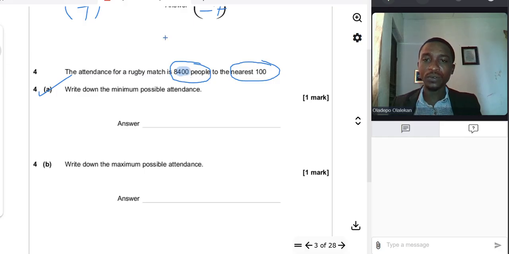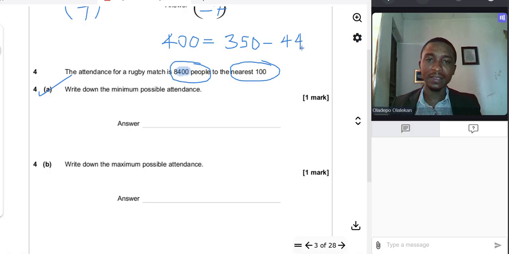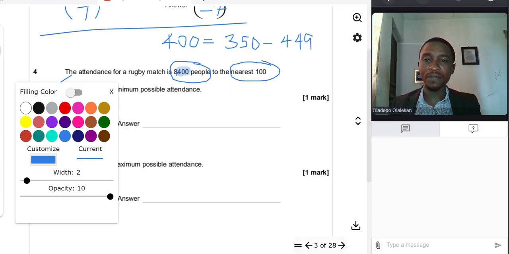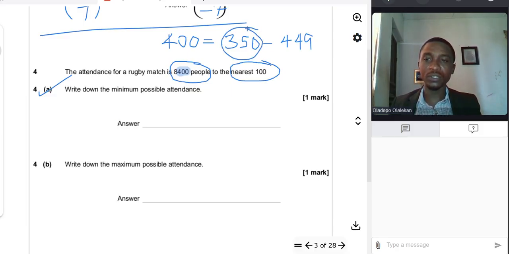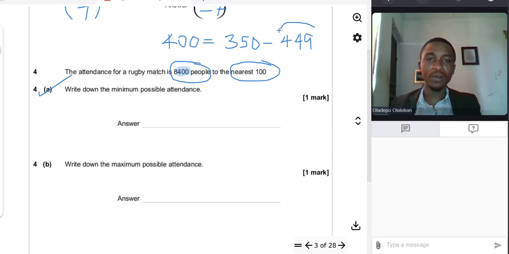So 400 could be rounded from 350 as the minimum value to 449 as the maximum value. Because if you round up 350, it's going to give us 400 to the nearest 100. And also, if we round 449 to the nearest 100, it will also give us 400.